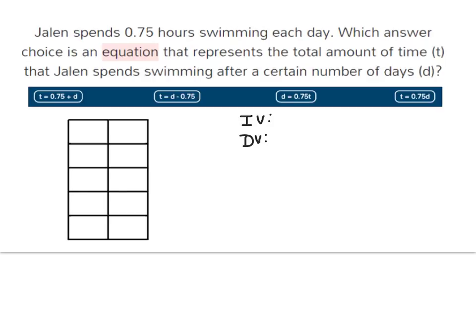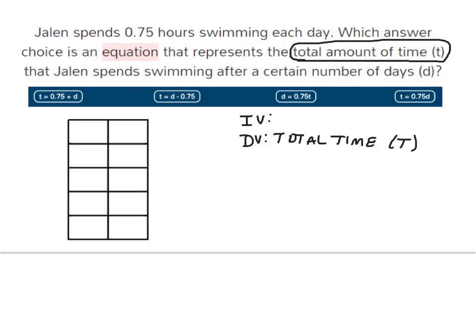So just by reading the problem, anytime you see the word total amount of something, so in this case we have total amount of time, that is going to indicate that that is your dependent variable. So I'm going to put time, or total time, which is called t. That's my dependent variable. My independent variable is the other variable in the problem, which is d for days. So days, and we'll call it d.